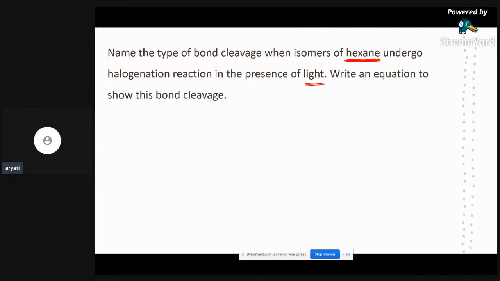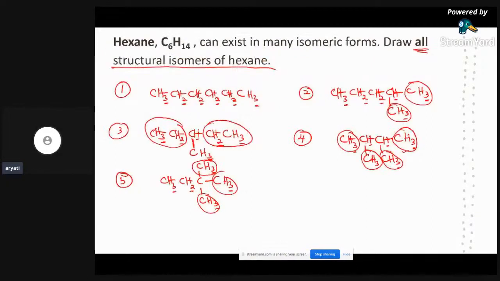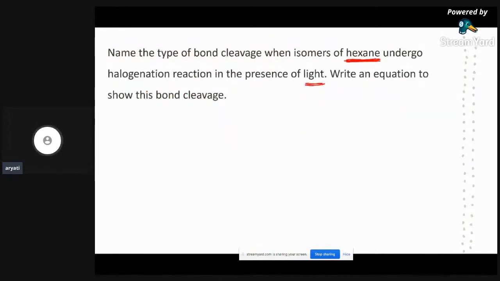So dia suruh kamu buktikan halogenation reaction in the presence of light. So kita boleh pilih any isomers daripada 5 ni. So let's say saya pilih isomer yang first. So isomer yang first ialah CH3, CH2, CH2, CH2, CH2, CH3, okay.